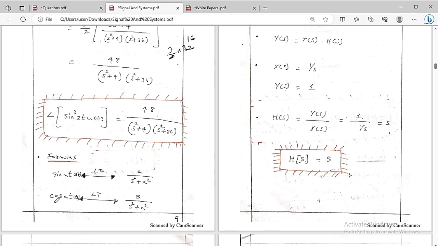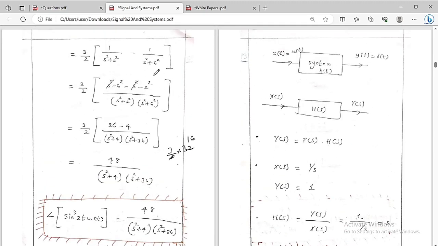What is the shortcut to remember? In cos, s is there, so in the numerator s will be there. In sin there is no s, so s is not there. So cos means s is there; remember this as the shortcut. So the Laplace transform of sin at into u of t is a by s square plus a square, and of cos at into u of t is s by s square plus a square. These formulas you have to keep in your mind. So this is the correct solution of this question.